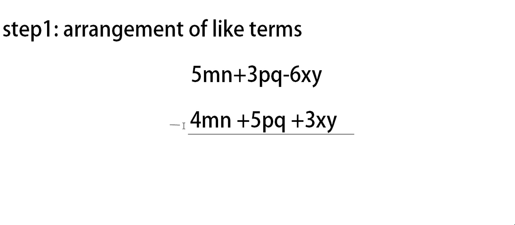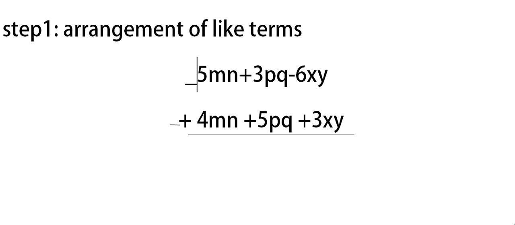Just before 4mn, you write a plus sign for your convenience. That will become easier for you to solve. And even in front of 5mn, you put a plus sign, since no sign always means it is positive. Okay, so now comes the subtraction portion.